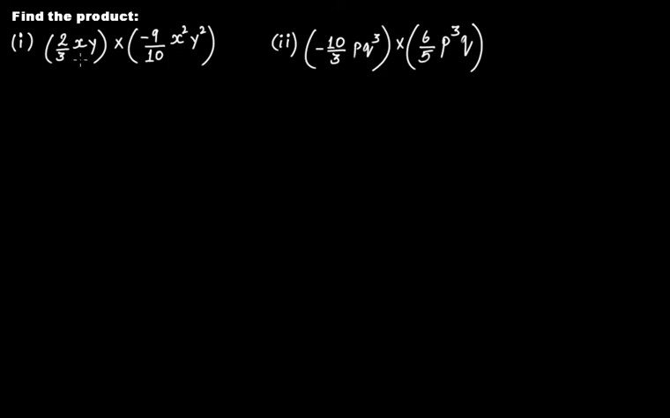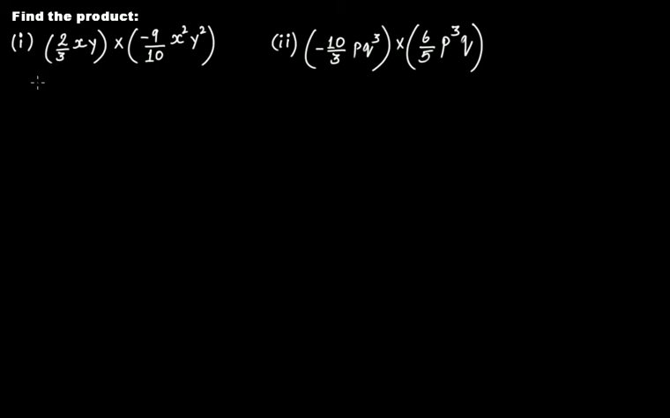Now here we have a problem that says find the product. Here you have a monomial multiplied by another monomial. Same thing here. So let's take this first one. Whenever we multiply monomials, always group the numbers together and multiply them.